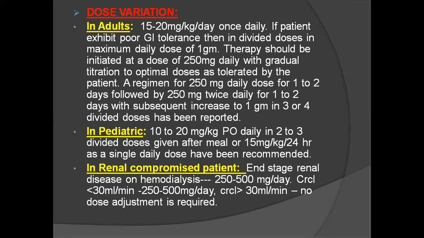While in the renal compromised patient, the management is different. In end-stage renal disease on hemodialysis, 250 to 500 milligram per day. For CrCl, creatinine clearance, less than 30 ml per minute, 250 to 500 milligram per day, and those having CrCl greater than 30 ml per minute have no dose adjustment.